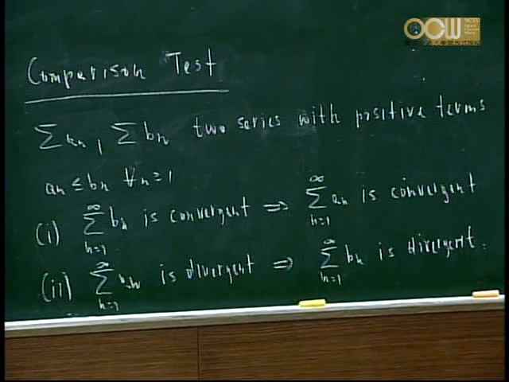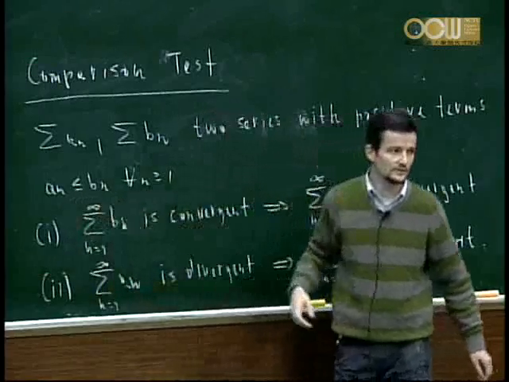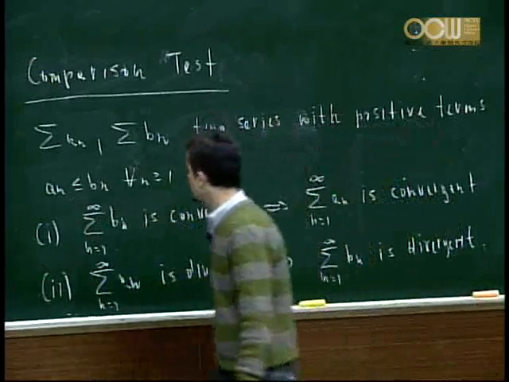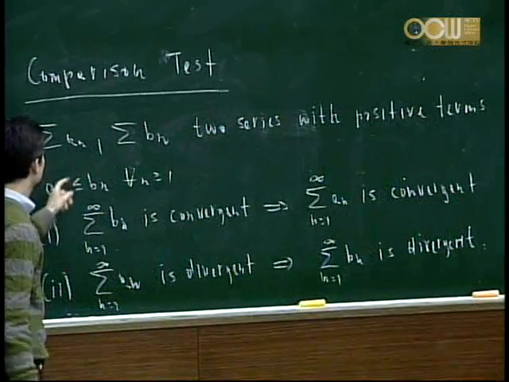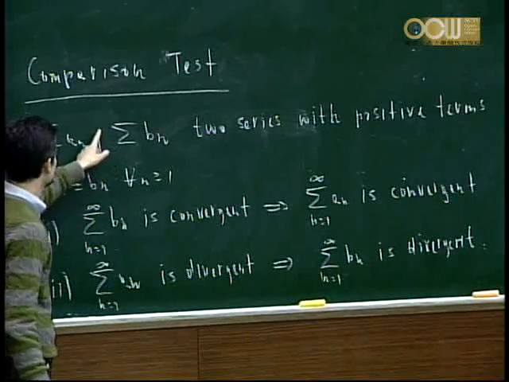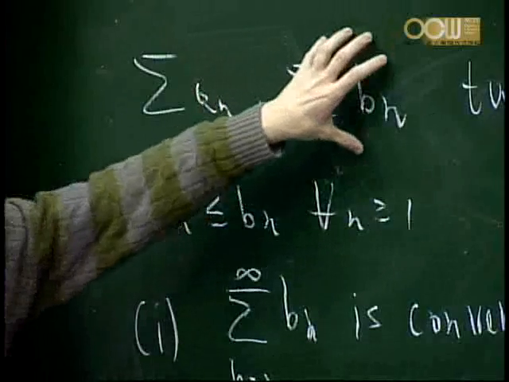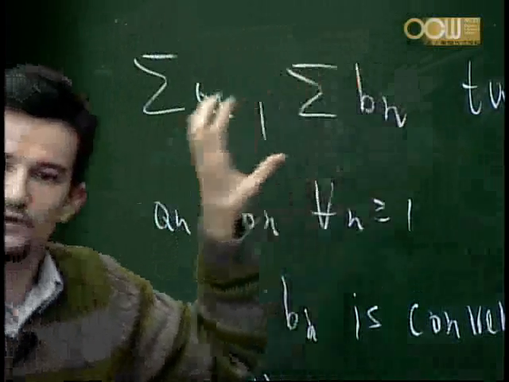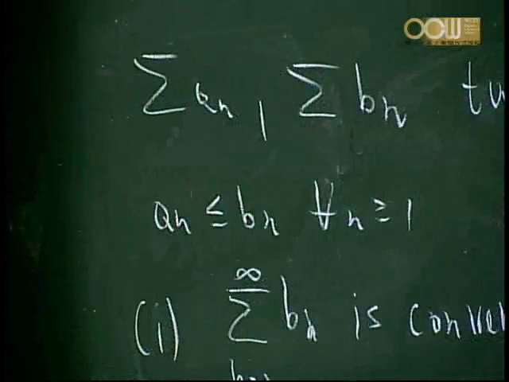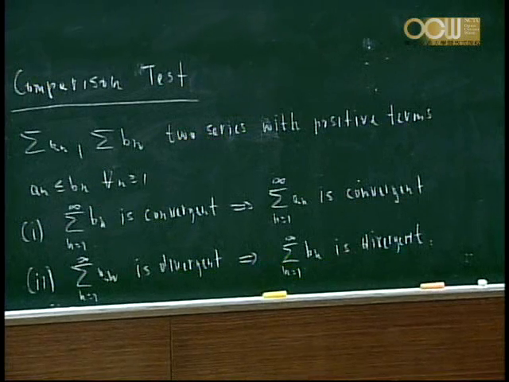Of course, this is kind of clear, because if you look at this assumption, an is smaller or equal than bn. This means that the series over an is smaller or equal than the series over bn. So if the bigger one exists, the smaller one will exist, and if the smaller one does not exist, the bigger one will also not exist. And this is a helpful tool in order to figure out whether a given series is convergent or not.